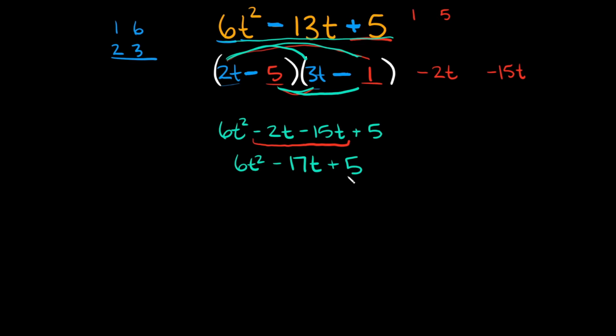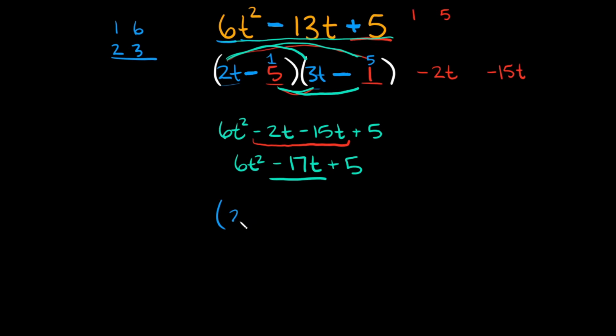Okay, so did we get back to where we started from up here? No, we didn't, right? We got close, but not quite, because we got negative 17t here, but it should have been negative 13t, all right? So that means this factored answer that we came up with here was not correct. Okay, so one thing we can try and do here is flip the 5 and the 1, okay? So I'm gonna put the 1 over here and the 5 on this side, okay? So let's just write it down here.